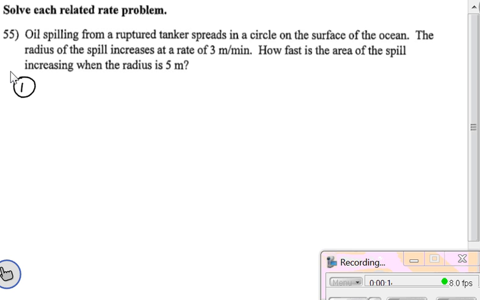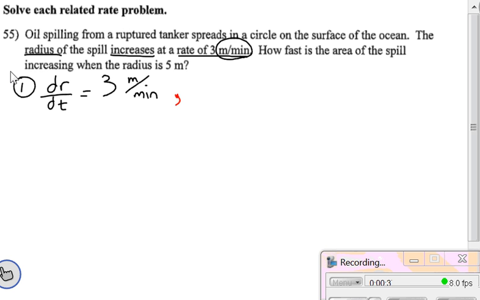So it says the radius is increasing at a rate. That's dr/dt. That's a rate. The change in the radius, change in time. And you can see the hint. If you look at the units, that's a rate. So that's 3 meters per minute. So that's one thing they gave us.